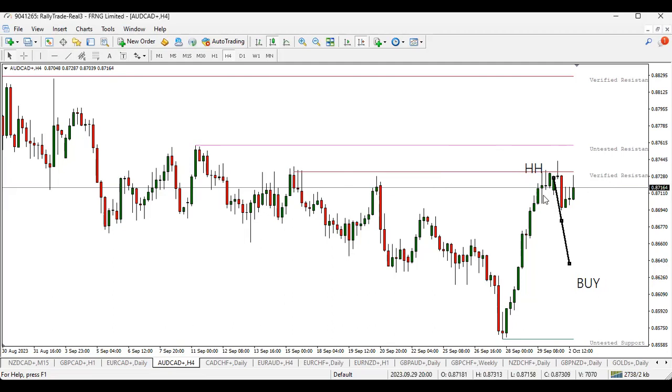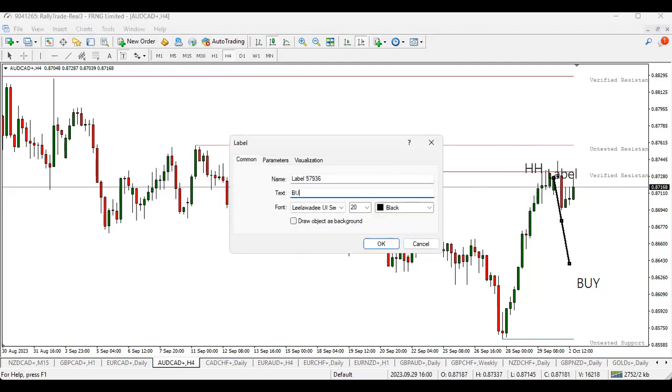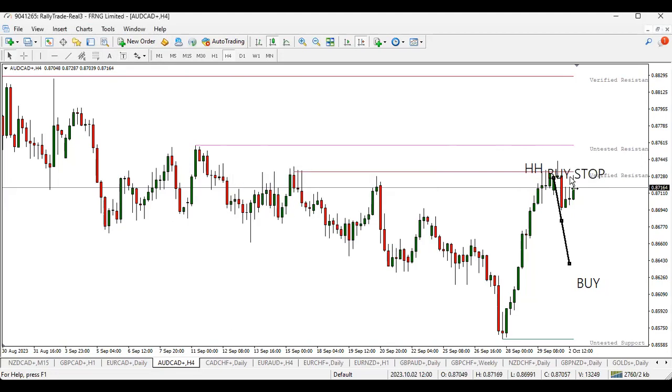But another way I can be approaching this, above this higher high, I can decide to put a buy stop at that higher high. So price would only pick me for a buy if price goes above that higher high. That is the only way price will pick me for a buy.